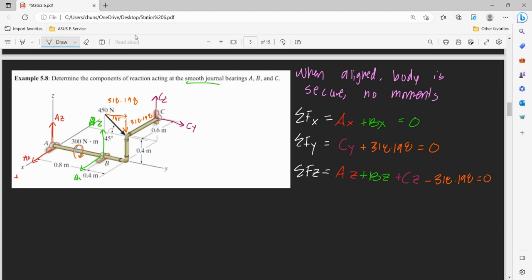Okay, and now let's do our moments. So I'm going to go a little quicker through this one. So we can't use AZ and AX because they go through. BX is parallel, so we can't use that one. So we're going to start with BZ, and that is at a distance of 0.8 meters away. And with our right-hand rule, our thumb points in the positive direction.